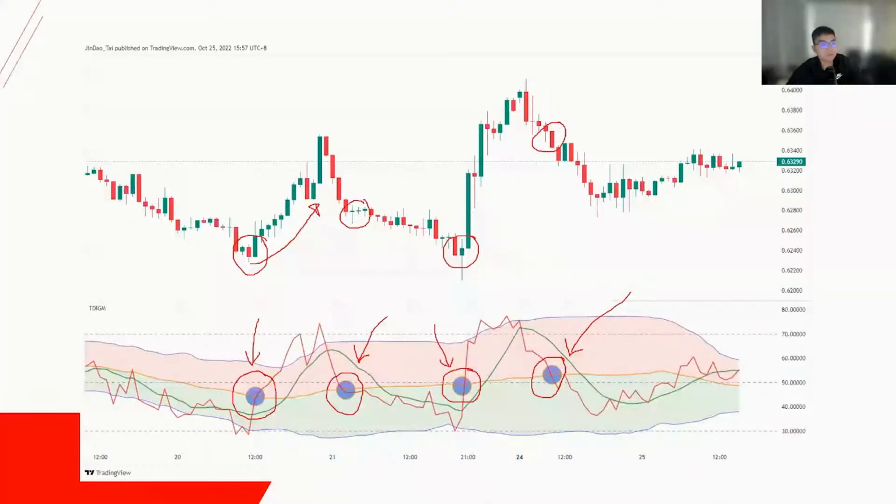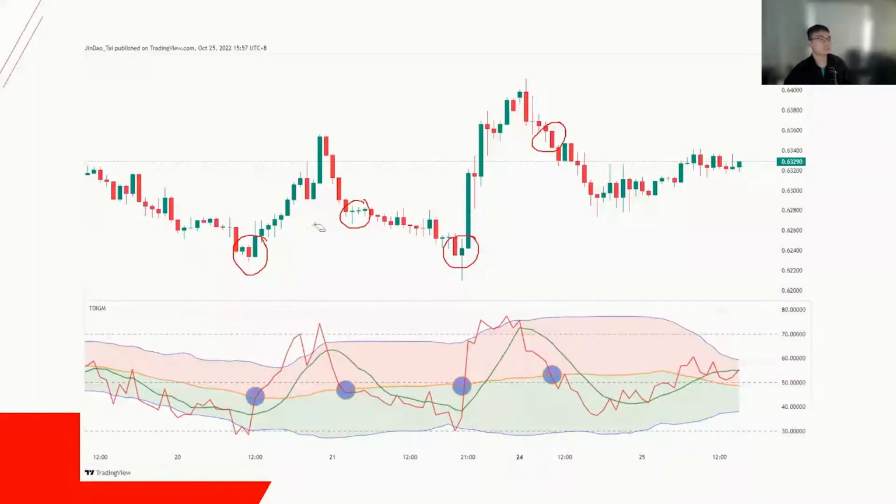So feel free to screenshot it down. Let me take my eraser. I'll clear this out first so it will be cleaner. Feel free to screenshot this down before we move on.